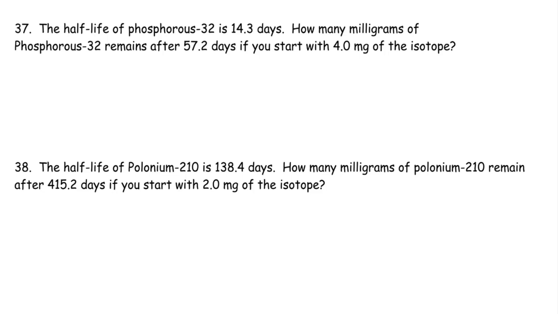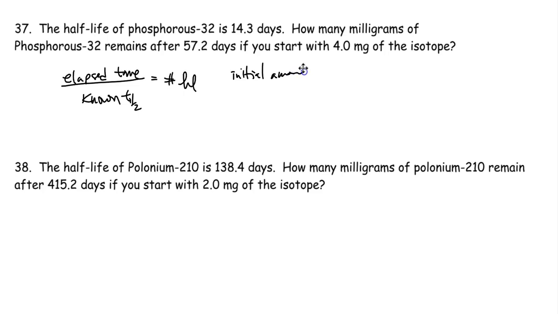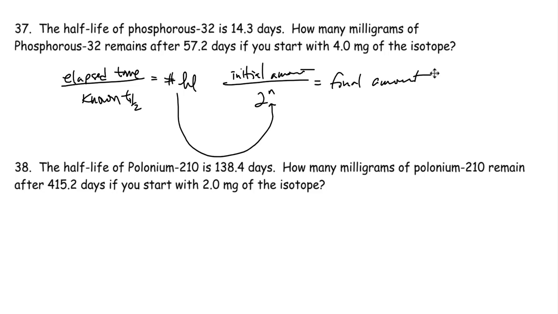Okay, the last part of the review deals with half-life problems, and so there's two formulas we need to know. First, how to calculate the number of half-lives. So we're going to take the elapsed time divided by the known half-life. That'll give us the number of half-lives. And then the other one deals with an amount. So I'm going to take my initial amount divided by 2 to the nth power, where n is the number of half-lives, and this will tell us the final amount. And so between those two equations, we can solve these problems.